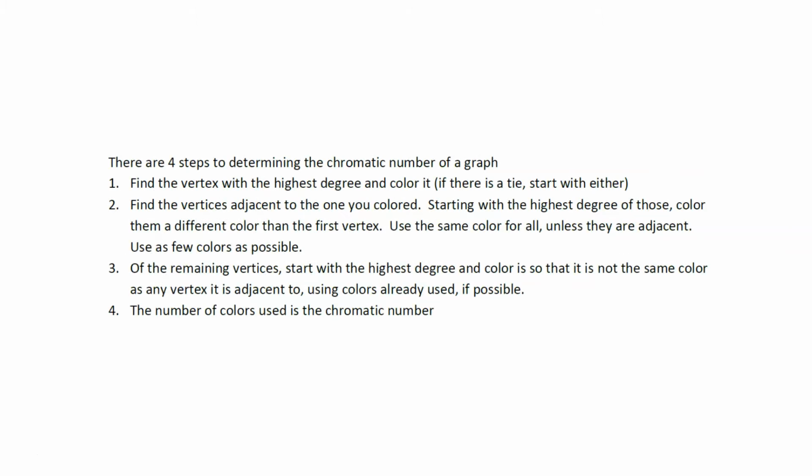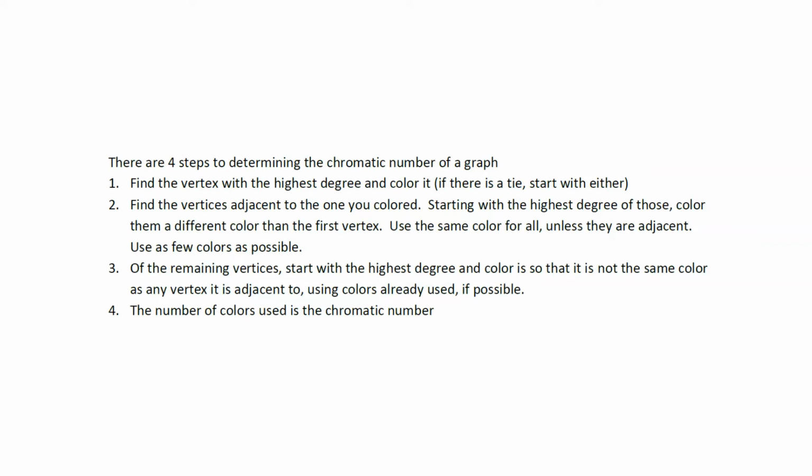There are 4 steps to determining the chromatic number of a graph. First, find the vertex with the highest degree and color it. If there's a tie, start with either one. Next, find the vertices adjacent to the one you colored. Starting with the highest degree of those, color it a different color than the first vertex, and continue on with the others. Use the same color for all of them, unless they're adjacent to each other. Use as few colors as possible.